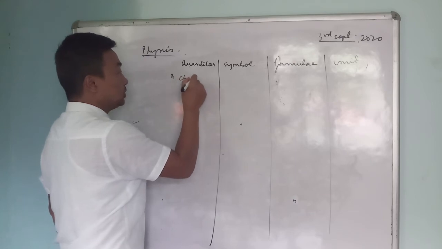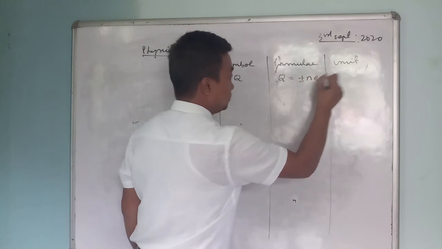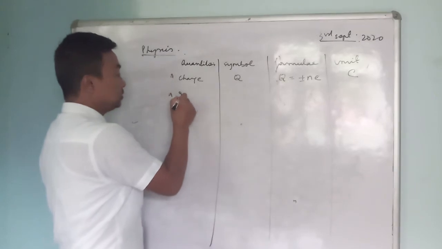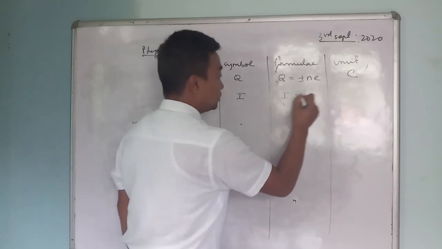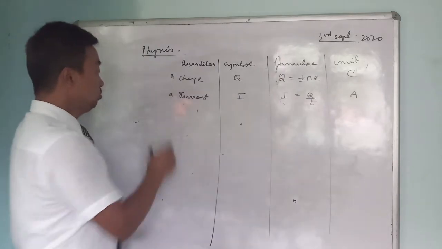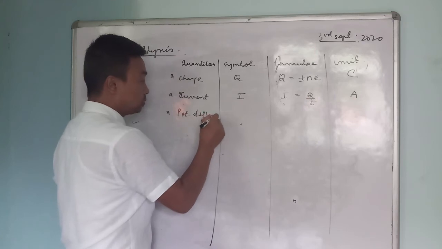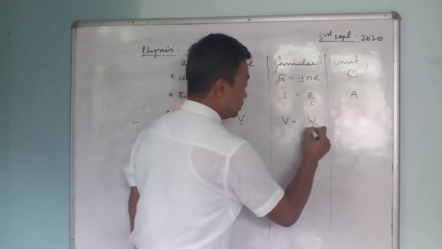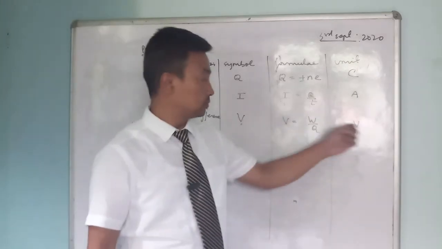The first one you learned is charge. The symbol is Q. The formula is plus minus N into E. The unit is Coulomb, capital C. The second you have learned is the current. Symbol is I. The formula is Q by T, and the unit is ampere. The third you learned is the potential difference or the potential. Symbol is V. The formula is work done in moving a charge. The unit is also V, but it is read as volt.